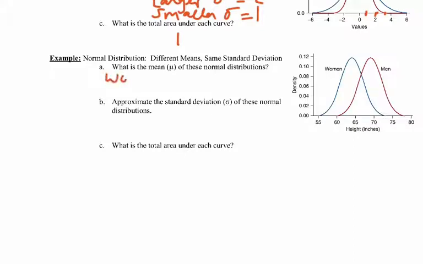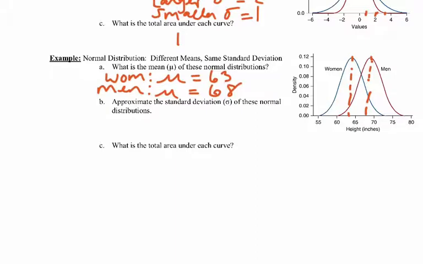So for women, and I'm just kind of estimating where I think it is, start where that peak is and go down. I'm guesstimating it's around 63, so I'm going to say the mu for that one is about 63. And then for men, same thing, we're going to start at the peak and just go down. I'm guesstimating about 68.